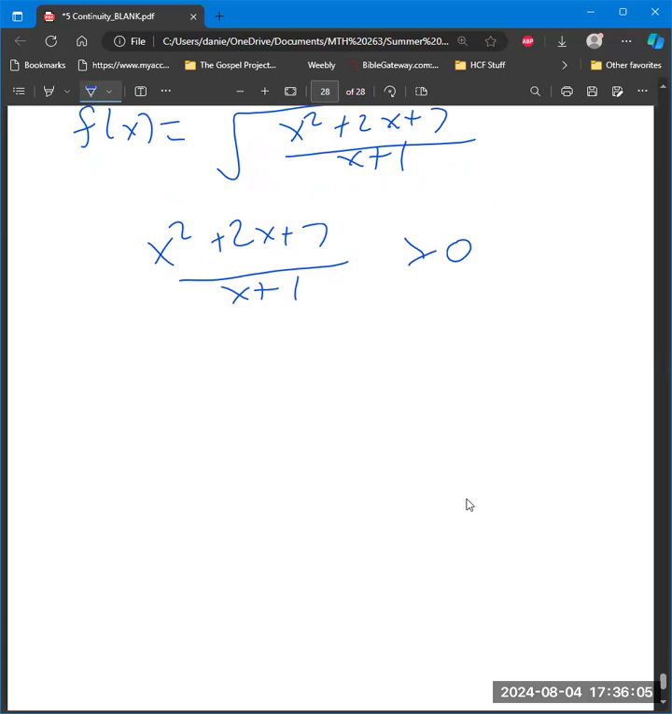Let's do this. I'm going to complete the square here, x plus 1 squared plus 6. Yeah, that doesn't help me. Greater than 0, I was going to say if this could give me some answers to the quadratic formula. So that top part is always going to be positive, no matter what the value of x is. I can never make it negative. So this is going to depend completely on the denominator here.